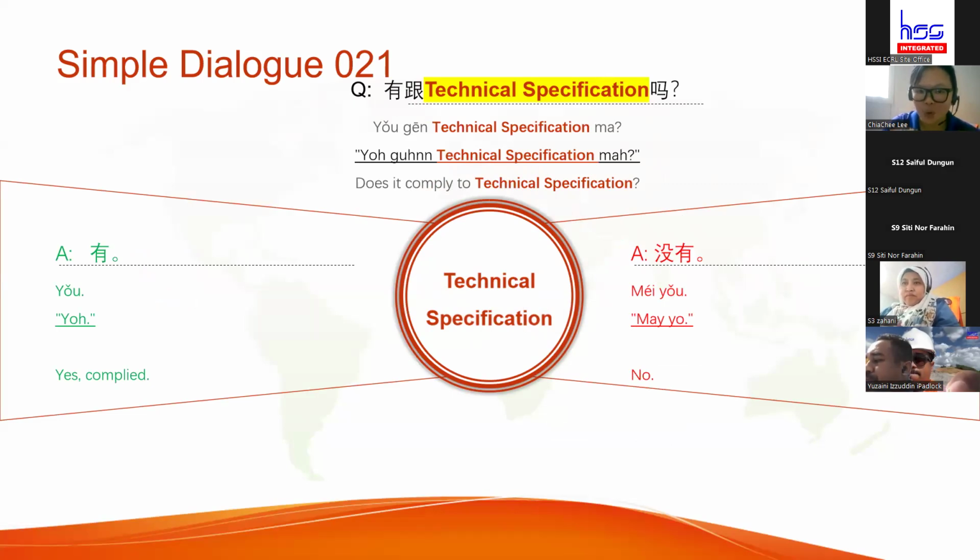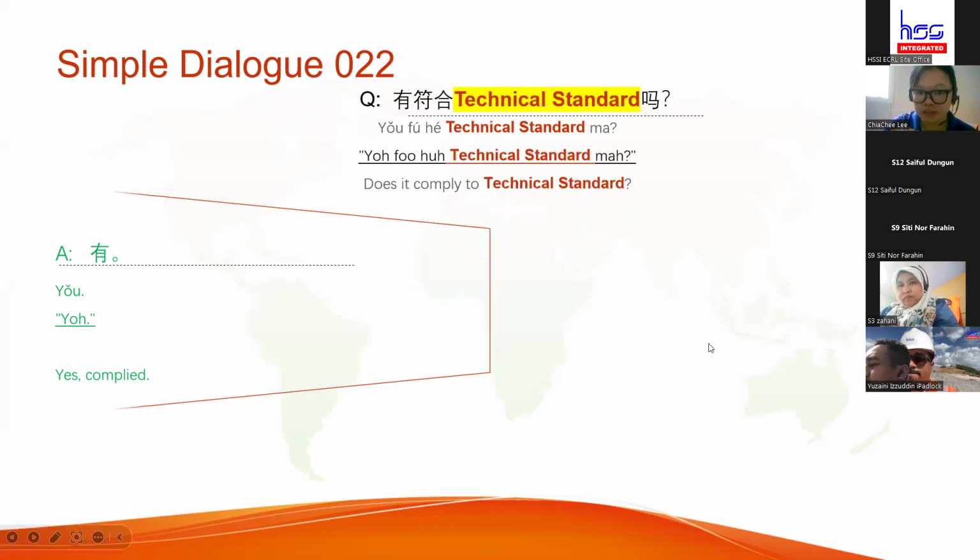Okay. 有跟 technical specification 吗? Ma is the question particle, neutral tone. So 有跟 technical specification 吗? Sometimes the contractor will say 有. Yes, it complies, which is positive. Negatively, they may say 没有. 没有 means no. Then we have to check further.